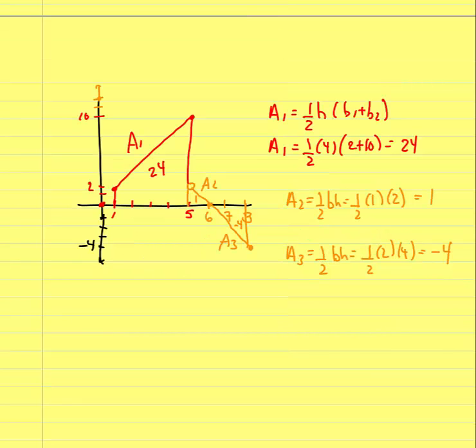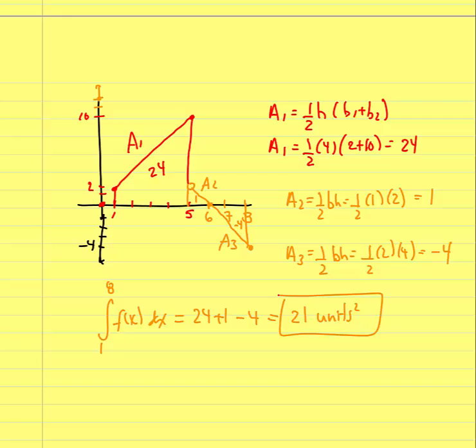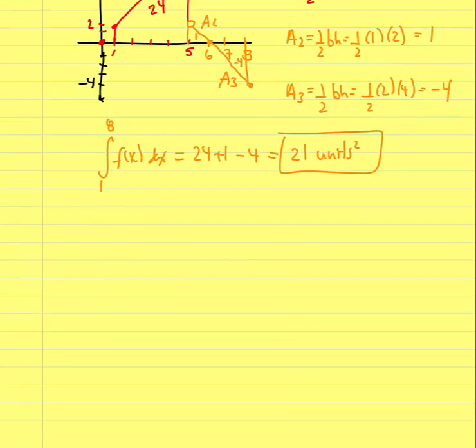So the integral from 1 to 8 of f of x dx is going to equal 24 plus 1 minus 4. So 25 minus 4 is 21 units squared. Because remember, this is area. So keep in mind that signed area. It does make a difference here with what we're looking at. Sometimes when we're working with these, we're going to be given variables and asked to solve for the variable in terms of the integral. So let's go ahead and look at an example that you might see.